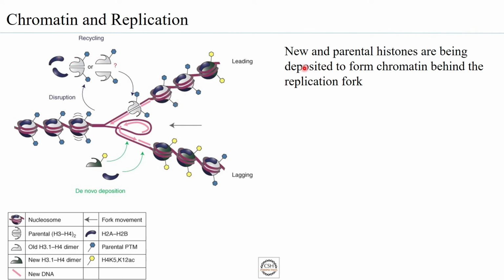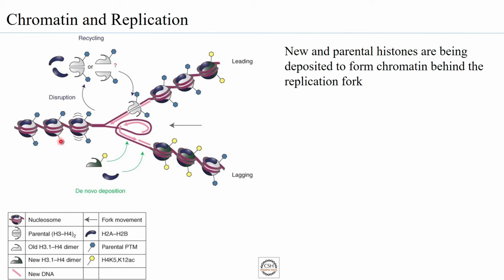So the observation is that you can also have de novo deposition. You can have newly synthesized histone dimers that deposit themselves onto the DNA to form the chromatin, or you can have the parental histones. These are the parental histones. These can be deposited again on the newly synthesized DNA to form the chromatin. So both are actively happening.